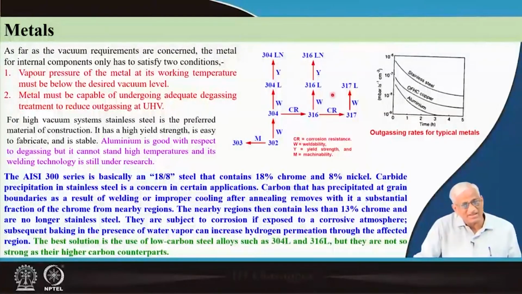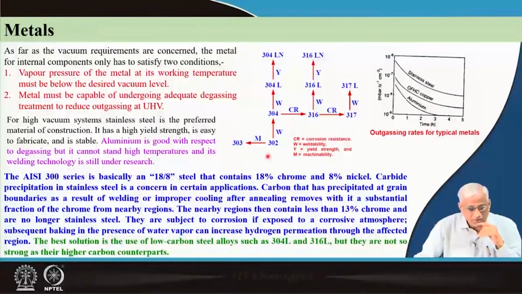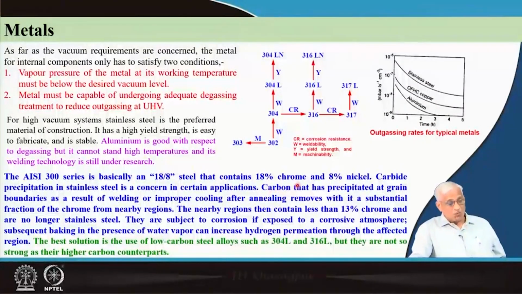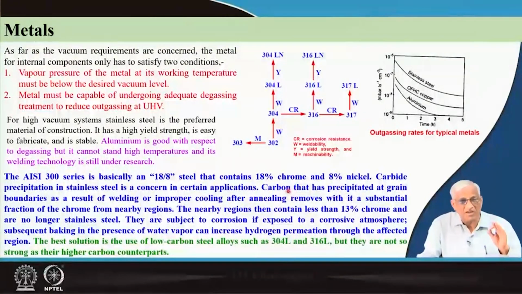So, different grades are there: 304, 304L, 304LN, etc. For cryogenic purposes, you use the LN series. What is to be used is to be decided based on the level of vacuum, and if it is a permanently sealed device, then you have other requirements. Degassing should be less, because as soon as you seal it and give it, if within 10 days it is giving bad vacuum, then it is of no use. All those things have to be considered.